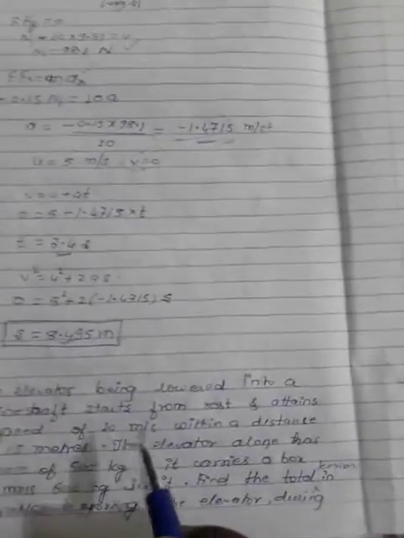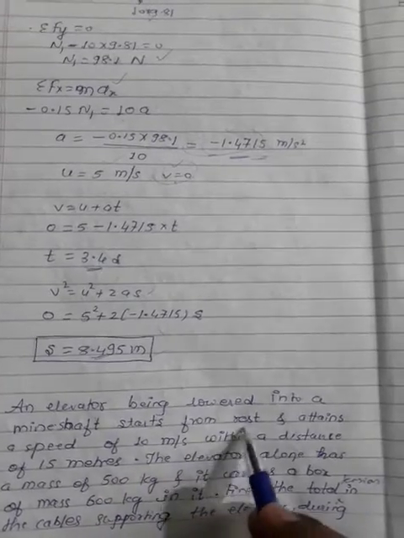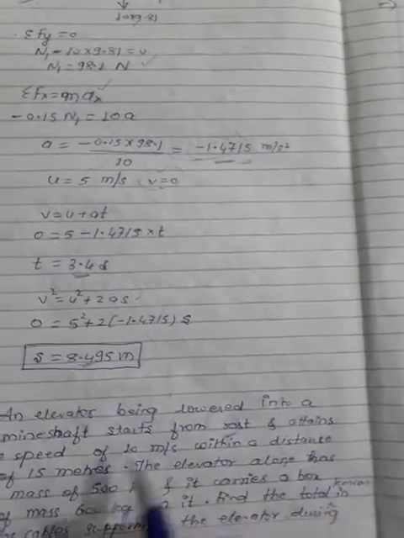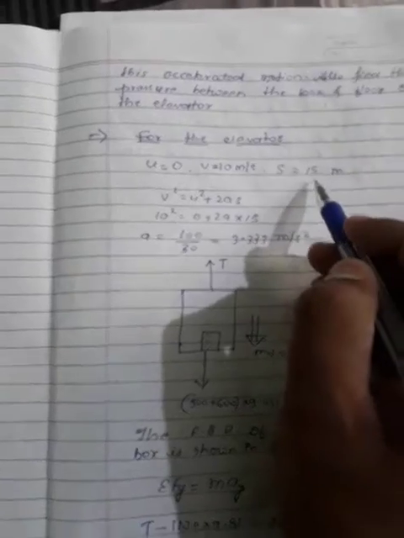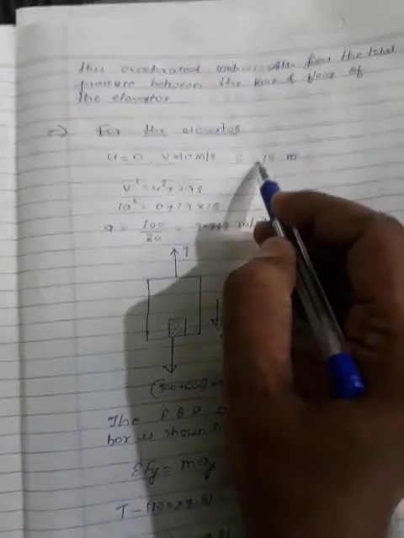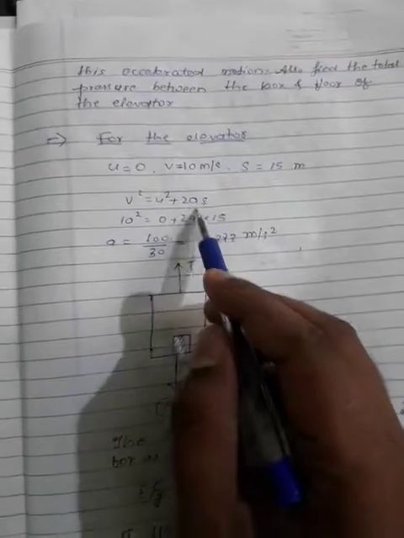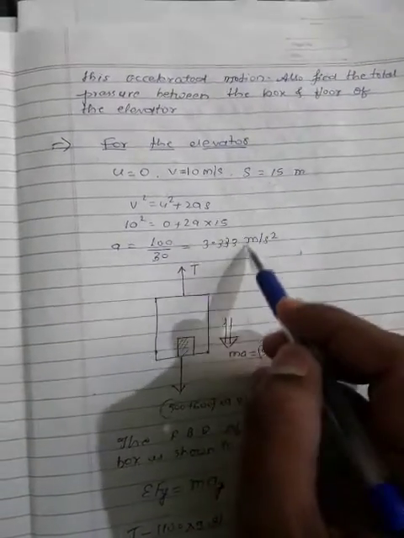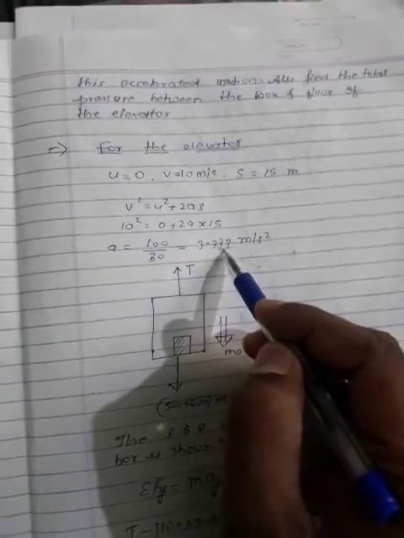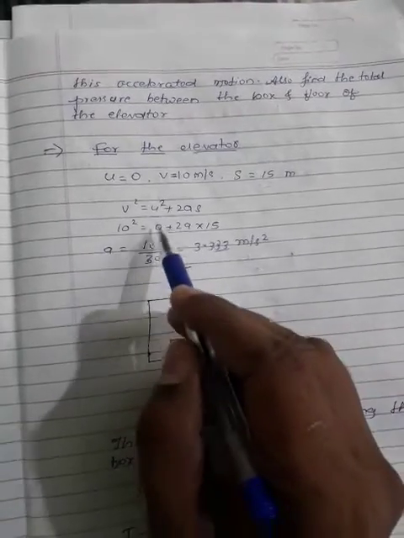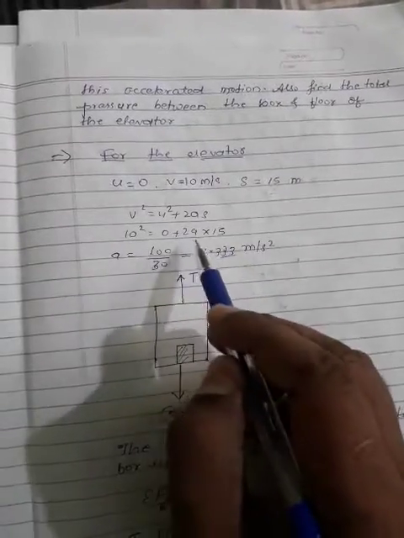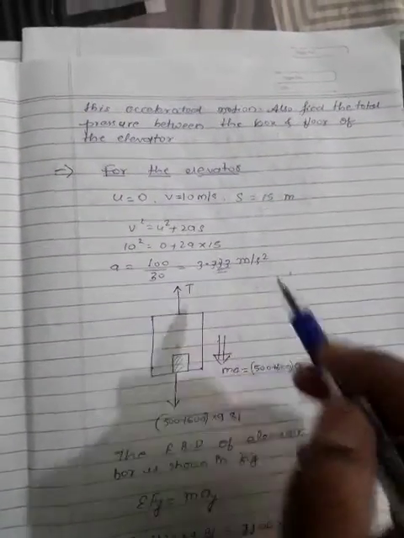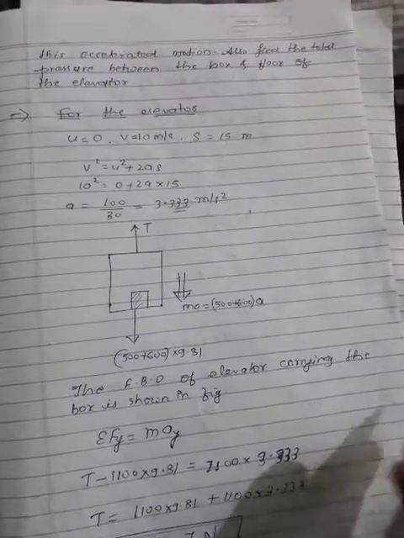You have given the shaft starts from rest, means initial velocity is 0, and attains a speed of 10 meter per second, means final velocity is 10 meter per second. Also you have given the displacement, within a distance of 15 meters. From that I am going to calculate the acceleration with which the elevator is being lowered. By using the equation of motion v square equals u square plus 2as and putting all the values, I will get the acceleration as 3.33 meter per second square.